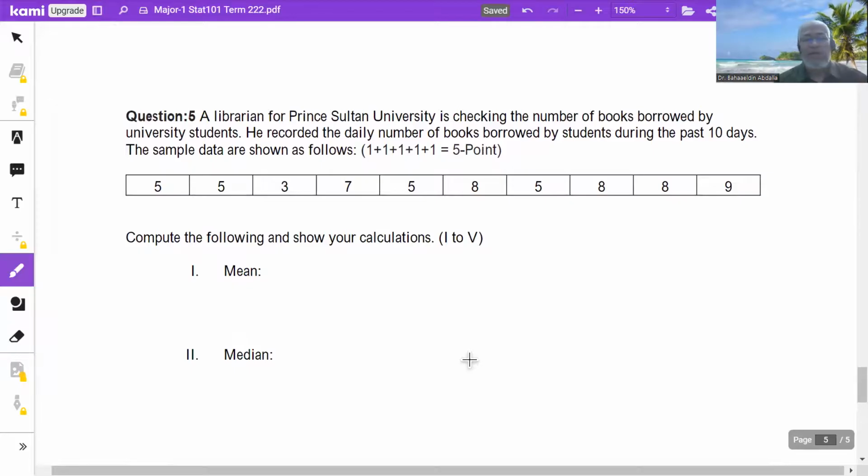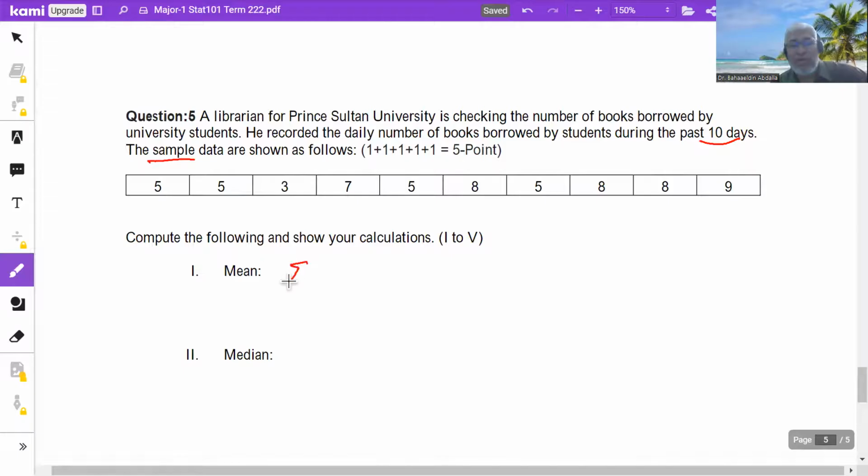A librarian from Prince Sultan University is checking the number of books borrowed by university students. He recorded the daily number of books borrowed by students during the past 10 days. The sample data, so this is again a sample, are shown as follows. Okay, so how many? 10 days. Compute the following and show your calculation.